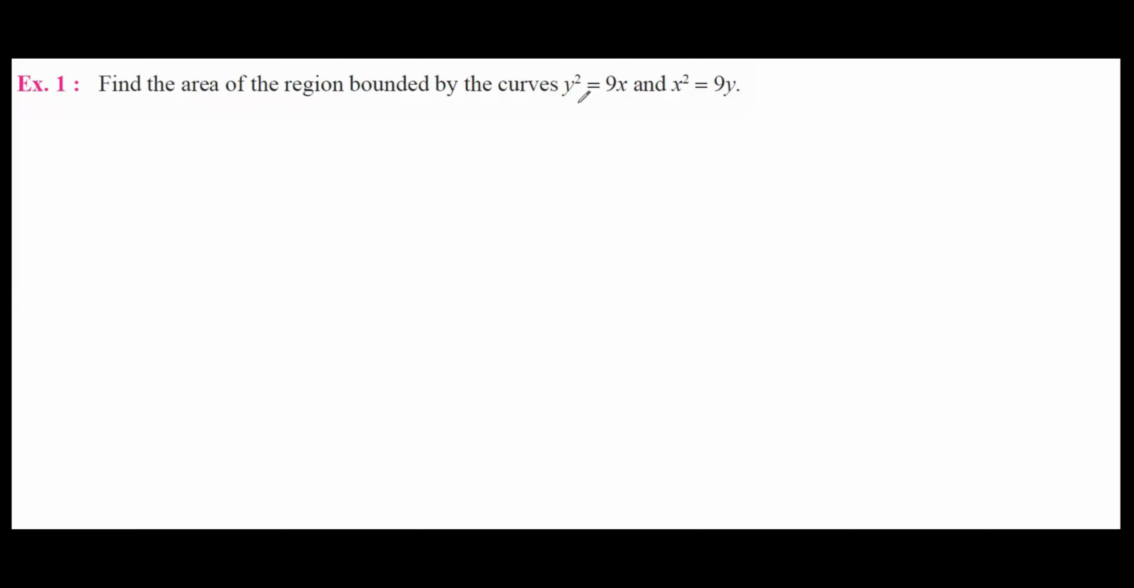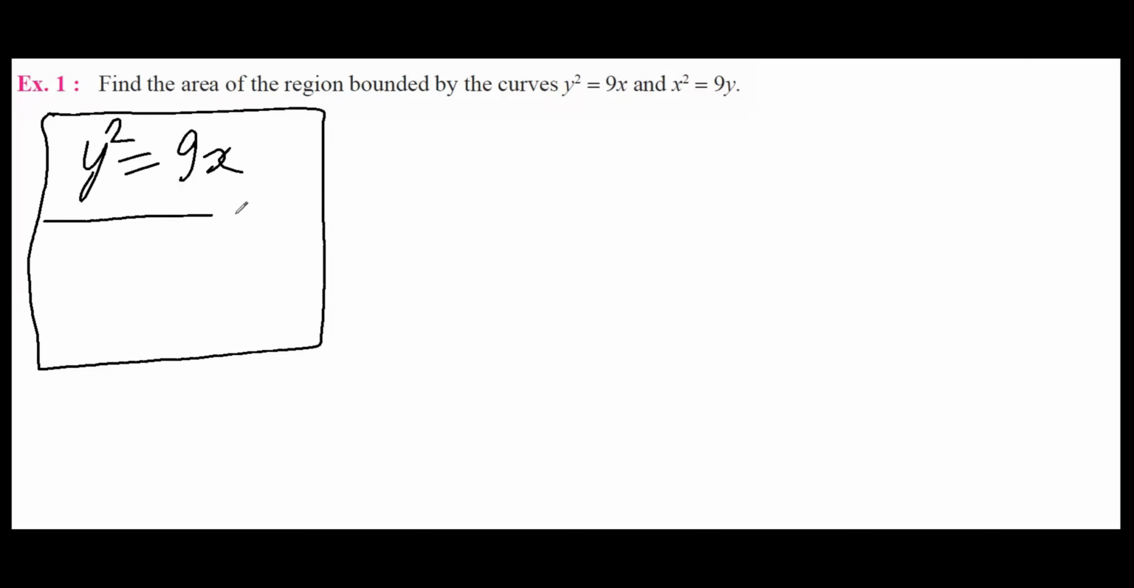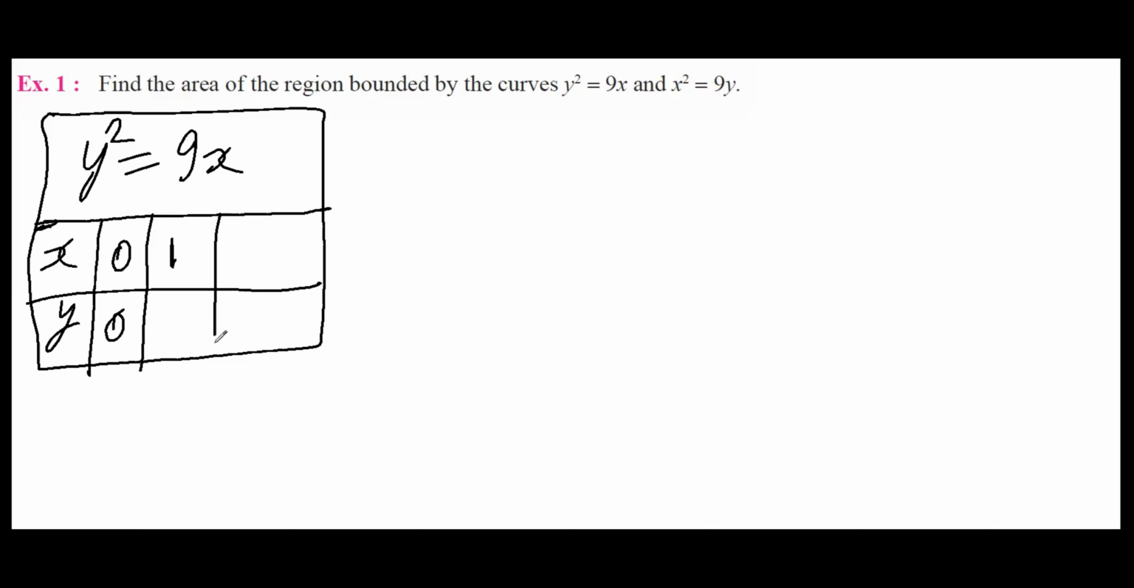Find the area of the region bounded by the curves y square is equal to 9x and x square is equal to 9y. What is the first point? First point is to plot these curves. So I have y square is equal to 9x. Based on this, I will find the x coordinate and y coordinate so that I can plot this. When the value of x is 0, the value of y is 0. When the value of x is 1, the value of y will be 3 plus or minus 3.